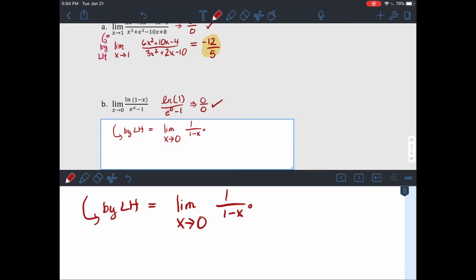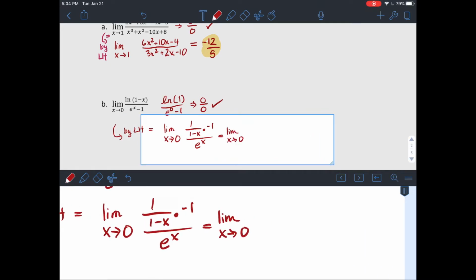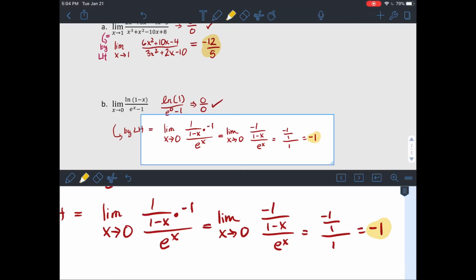So if you take your derivative, we get 1 over 1 minus x times it over the inside. Derivative of e to the x minus 1 just is e to the x. We could do a little bit of rewriting, simplifying here a tiny bit. So if you plug in 0, you're just going to end up with negative 1. So that limit's equal to negative 1.